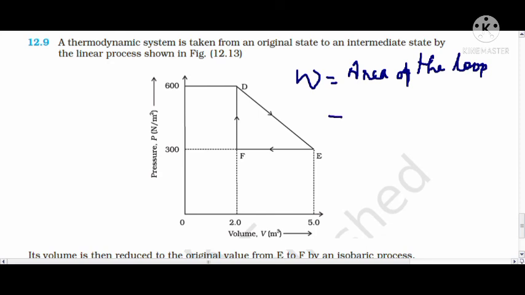So the area is traced in the form of a triangle. So that is half into the height of the triangle, which is 600 minus 300, that is 300, into the base of the triangle, which is 5 minus 2, that is 3. So you get the answer. The work done in the process is 450 joule.